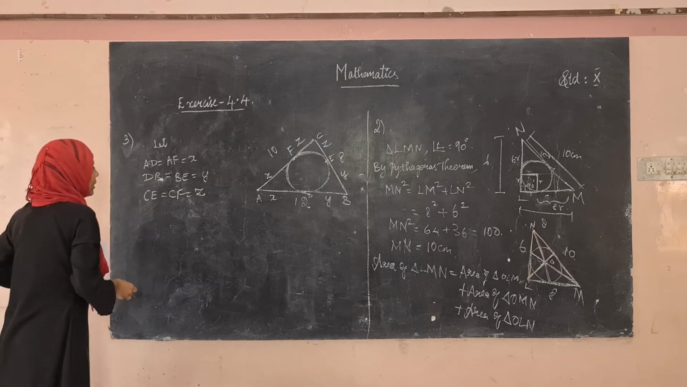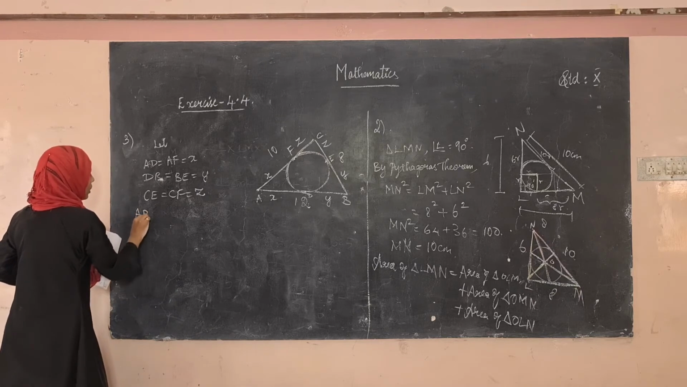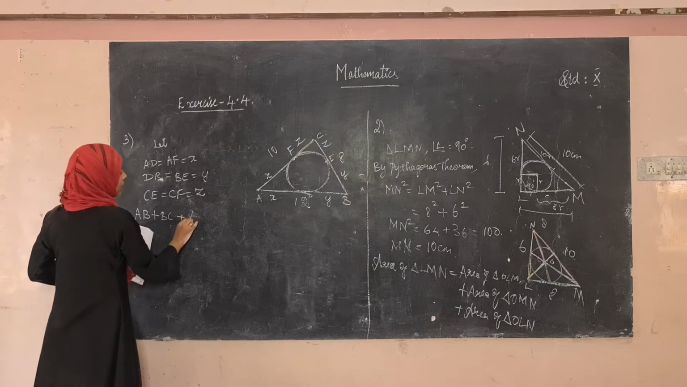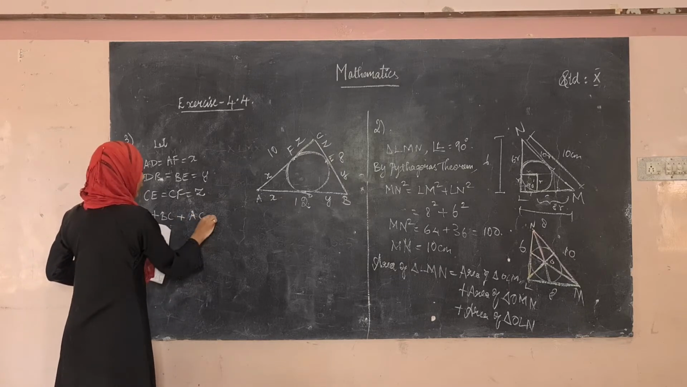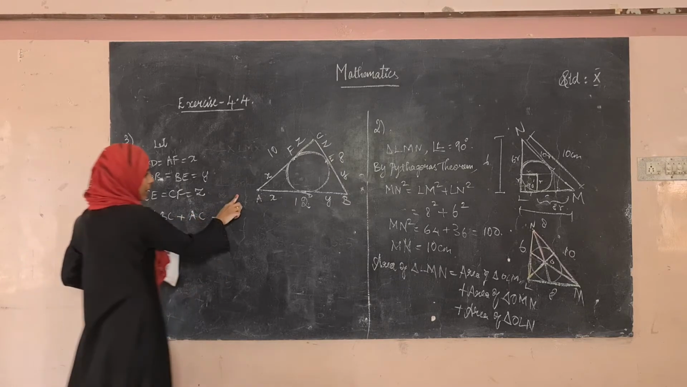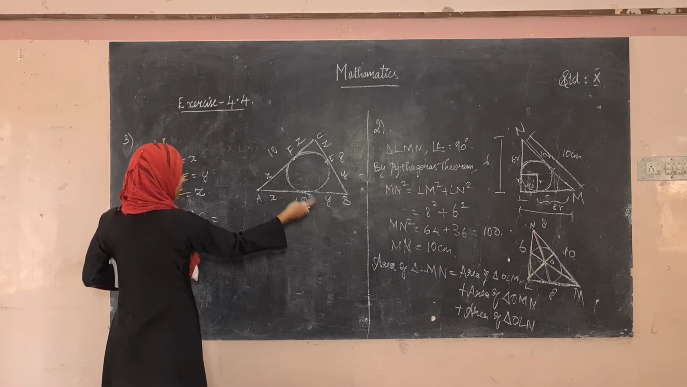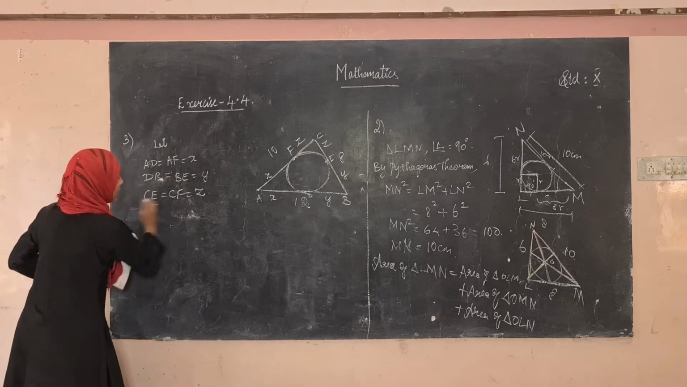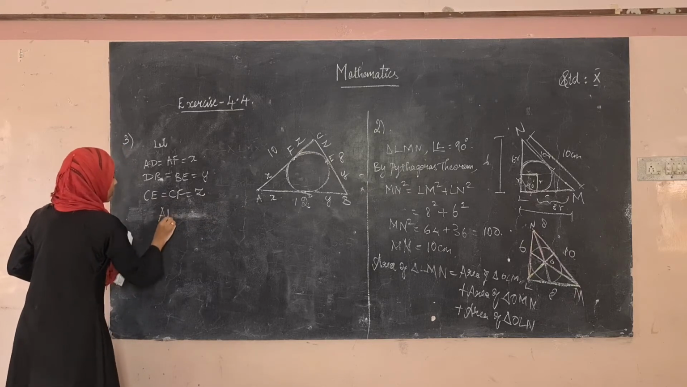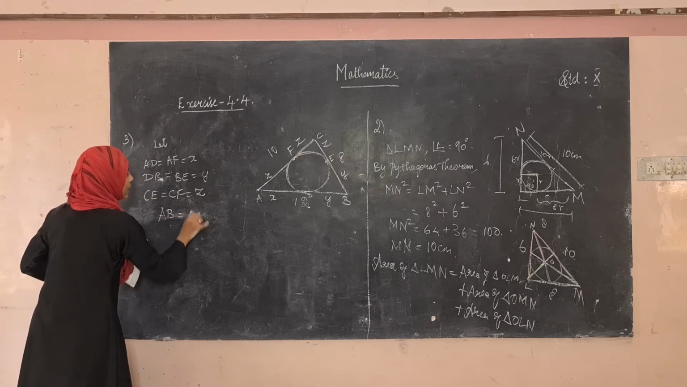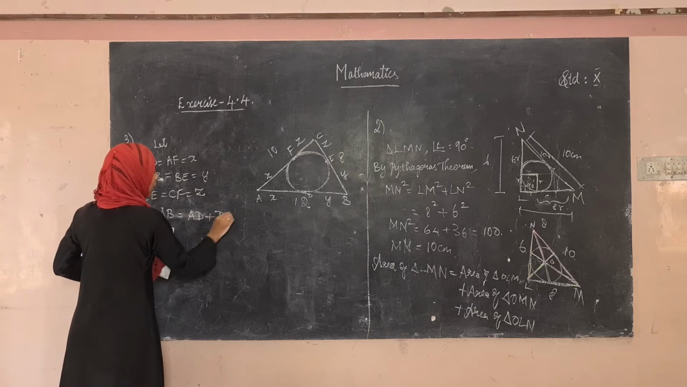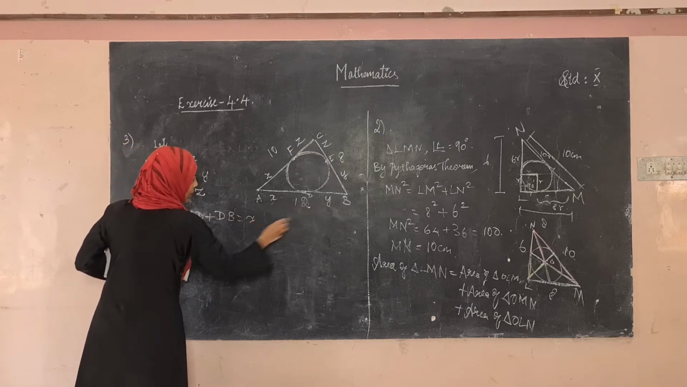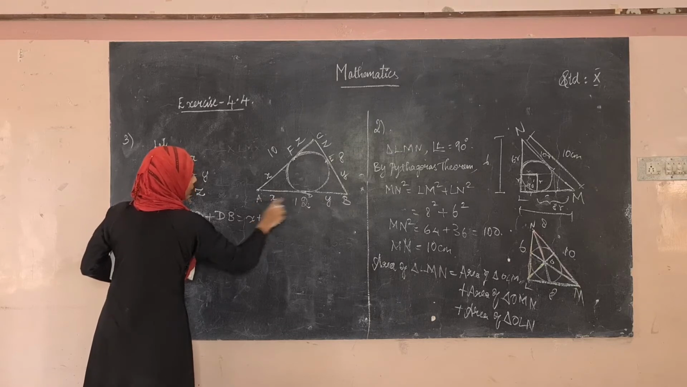Okay, now see that AB plus BC plus AC. How can we write this? First write like this, AB. What is AB? AB can be written as AD plus DB, which is equal to AD is x, and what is DB? It is y. It is equal to, what's the value of AB? It is 12.